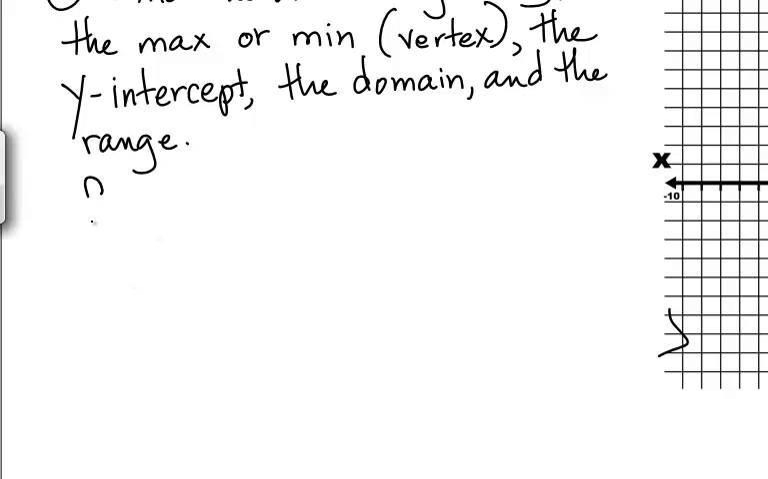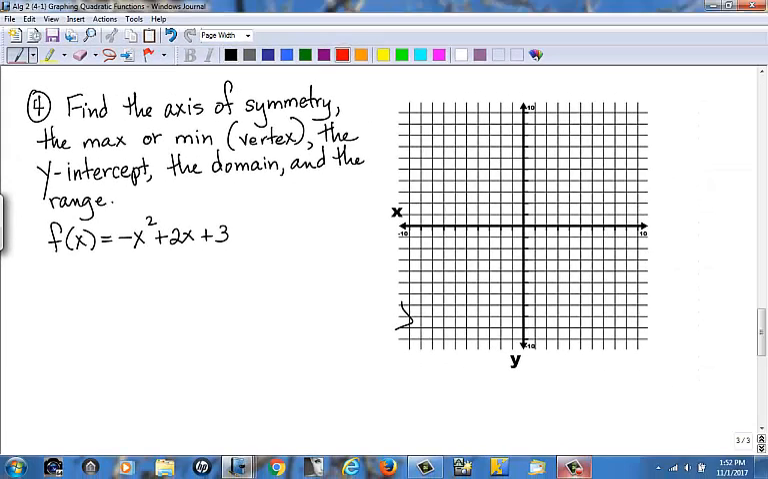Okay, on this one, f of x is negative x squared plus 2x plus 3. So the y-intercept you can get pretty quick. The y-intercept is 3. That's your c value. So it crosses at positive 3. So go up 3 and put a point.